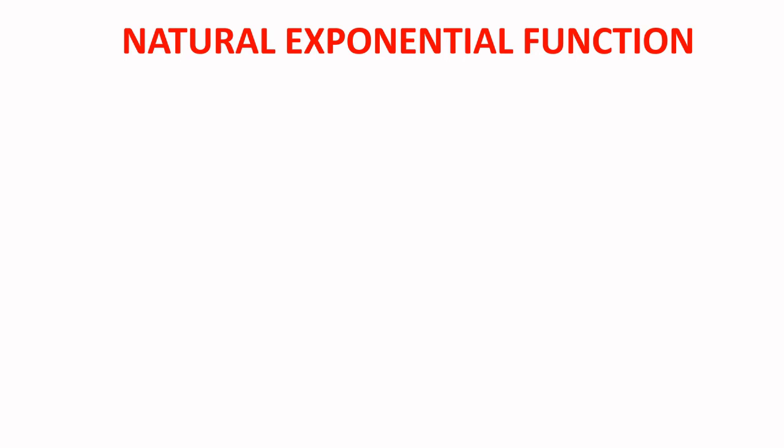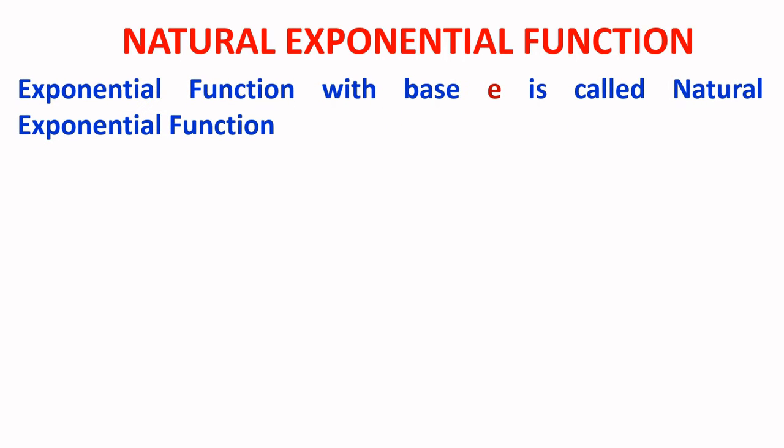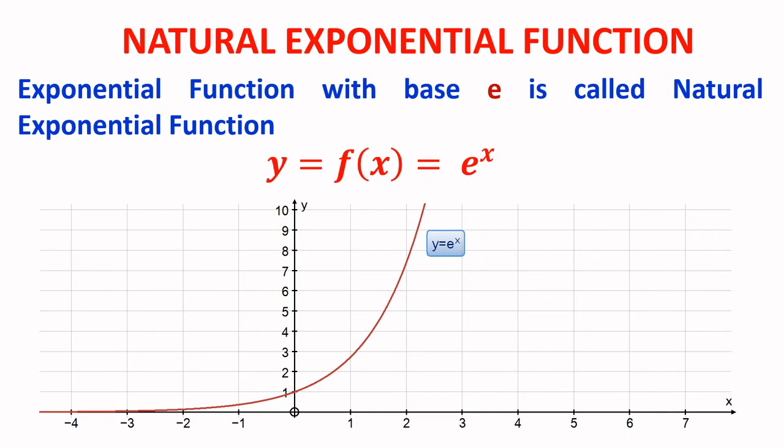Let us see what the natural exponential function is. The base e gives the natural exponential function, y is equal to e power x. And this is the graph of it. For this also, it passes through (0, 1). This is the graph of y is equal to e power x. This is the natural exponential function.